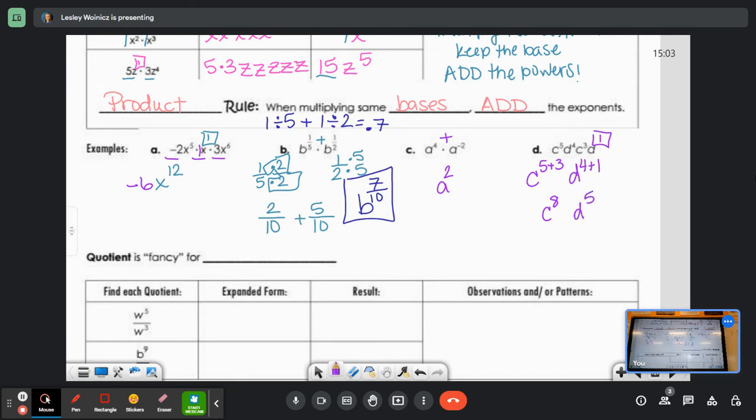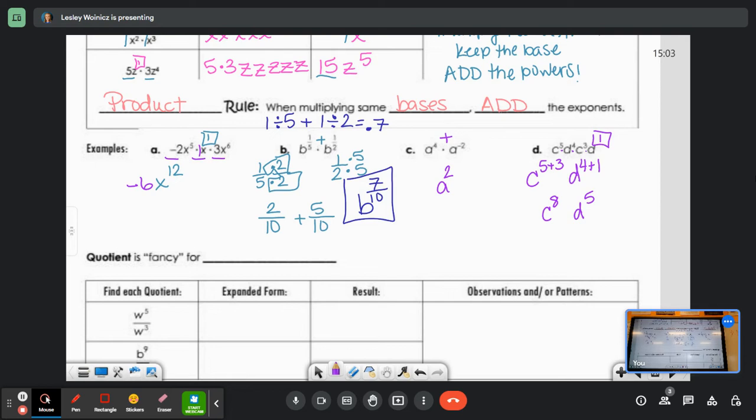Now, what operation is happening between C to the 8th and D to the 5th? Are we adding, subtracting, multiplying, or dividing? Multiplying. So don't put a plus in between the C to the 8th and D to the 5th. We're not adding them. We're multiplying them still. They're just sitting right next to each other being multiplied together. Just like 8 times x, we just write them next to each other, 8x.